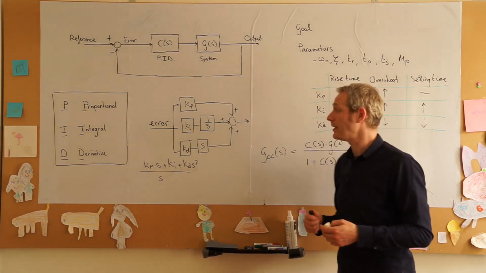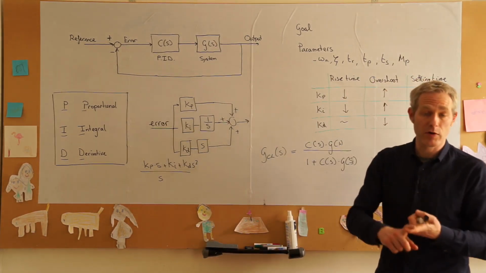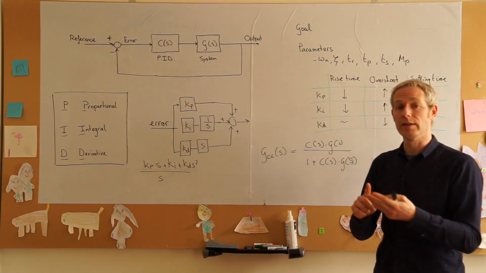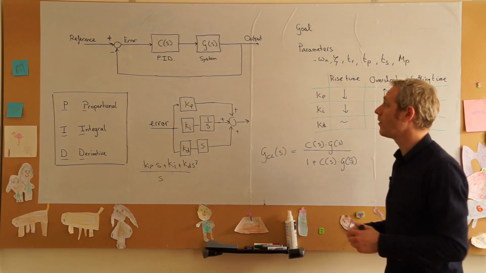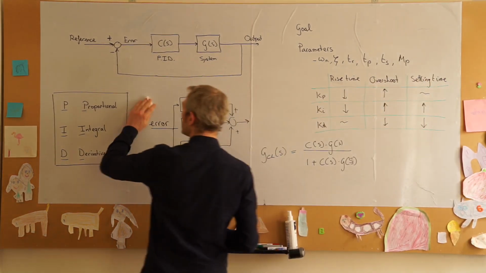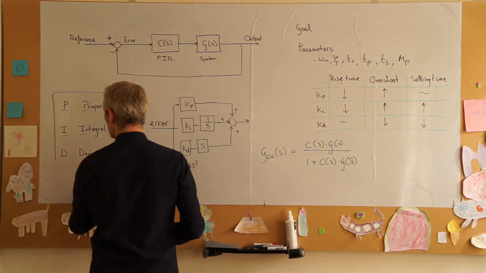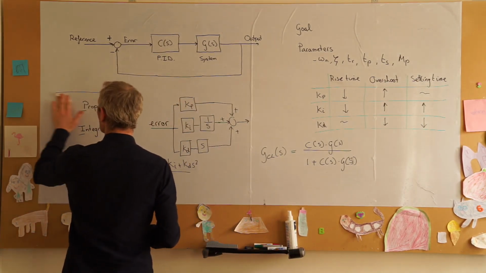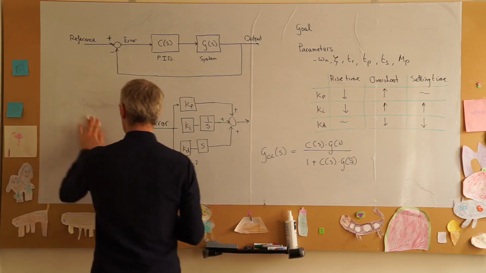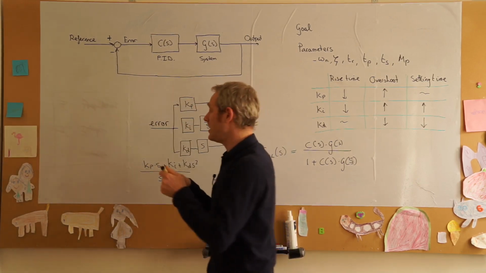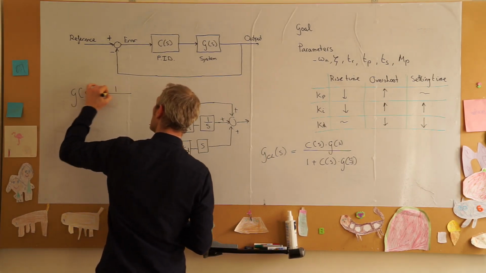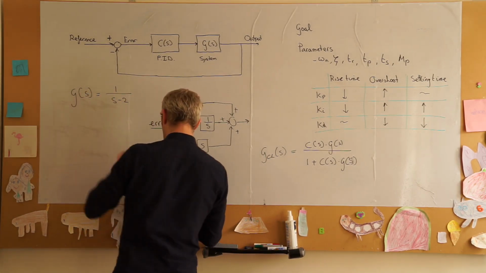or at least parts of the PID controller, because you can also have a proportional controller, proportional integral and derivative. You can have any combination of these three parts. But let's first define our system and then see what we need. So let's take for our system G(s) is 1 over s minus 2.